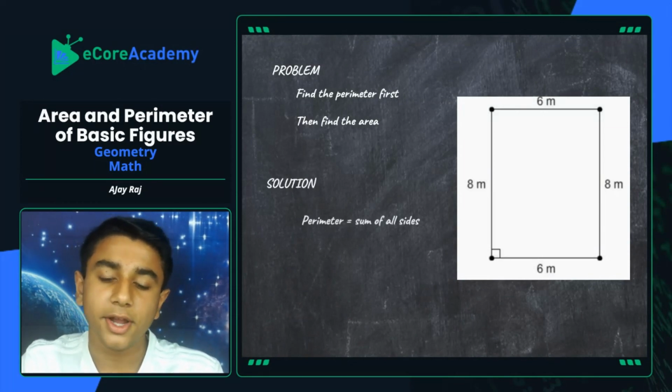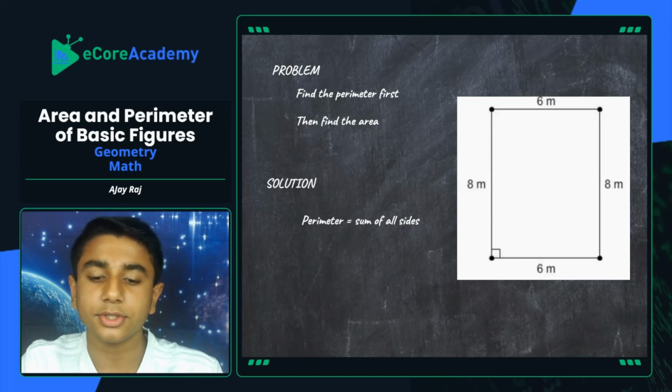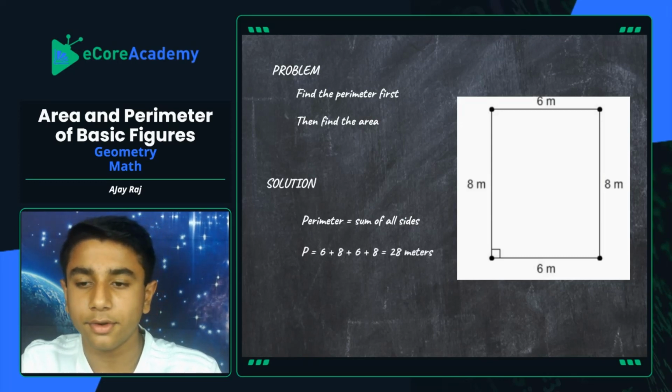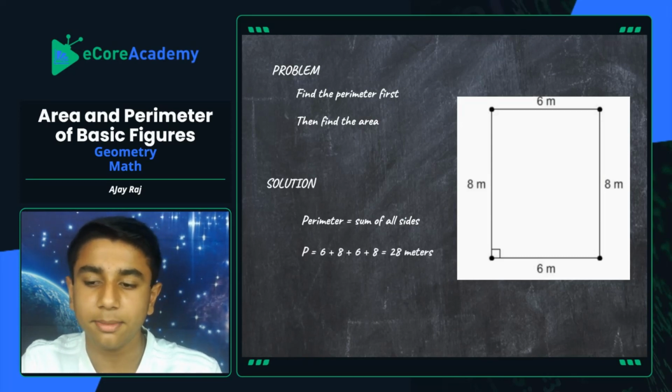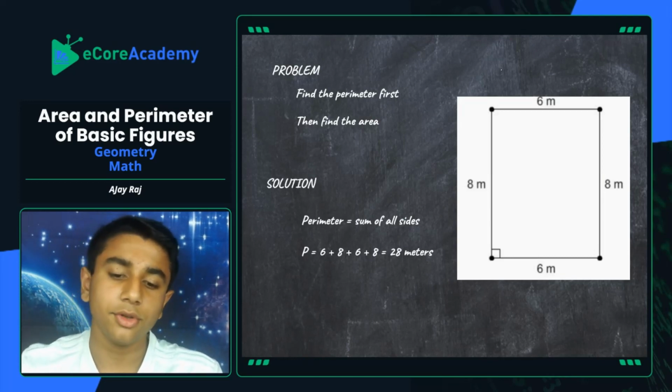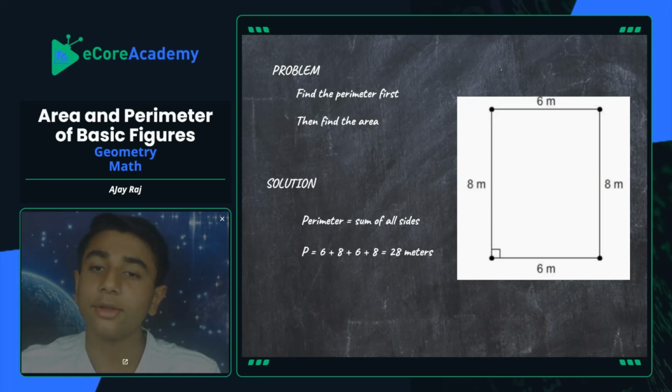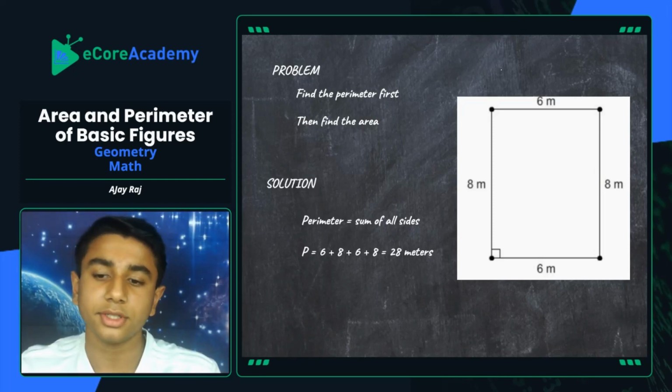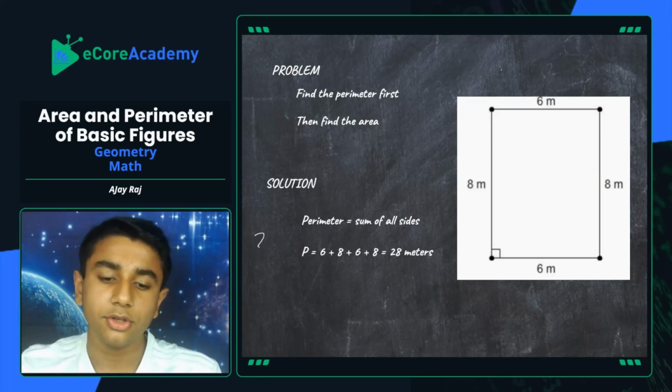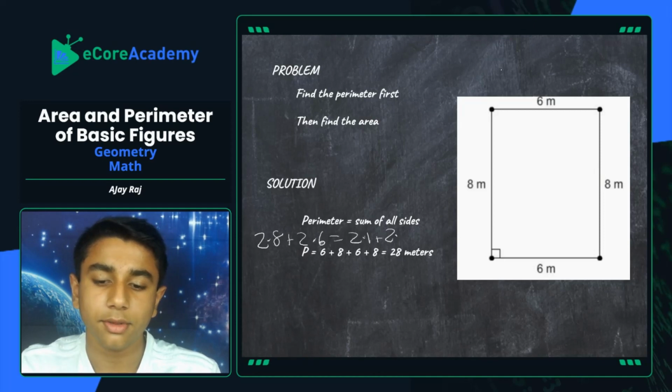So we're going to find our perimeter equation. It's the sum of all sides. So we're going to add all of our side lengths, which is 6 plus 8 plus 6 plus 8, and that equals 28 meters. Now, what you can also do is, since you know that a rectangle has two pairs of equivalent sides, we can merely just do 2 times 8 plus 2 times 6, which is 2 times the length plus 2 times the width. And we're going to add those and simplify to get 28 meters.